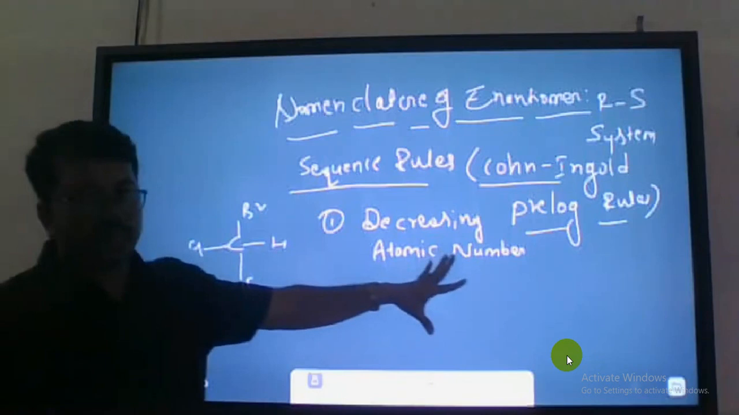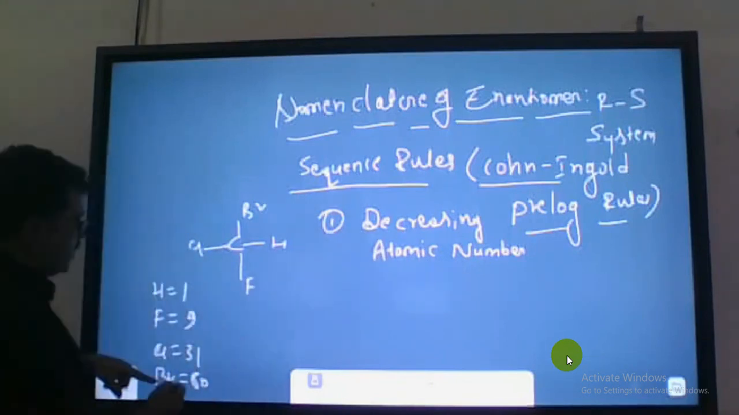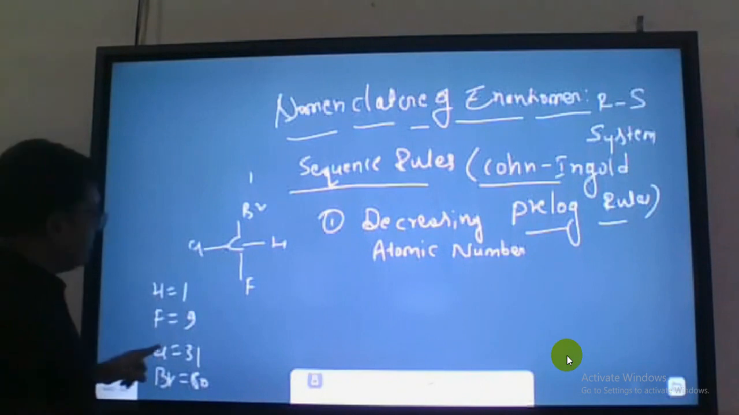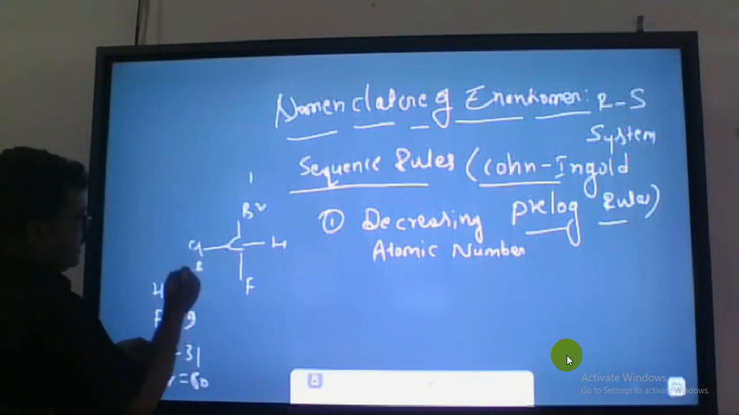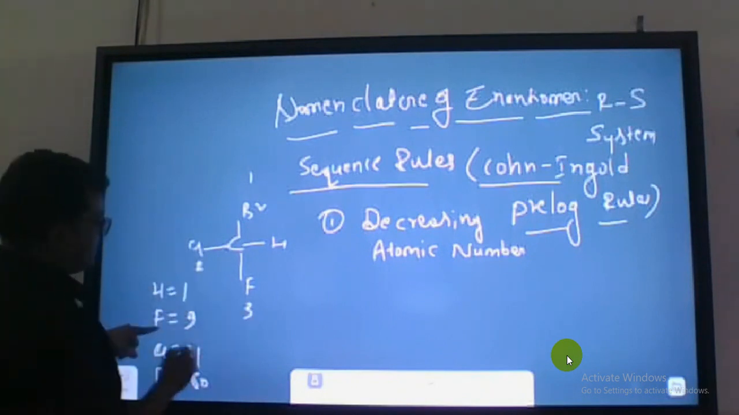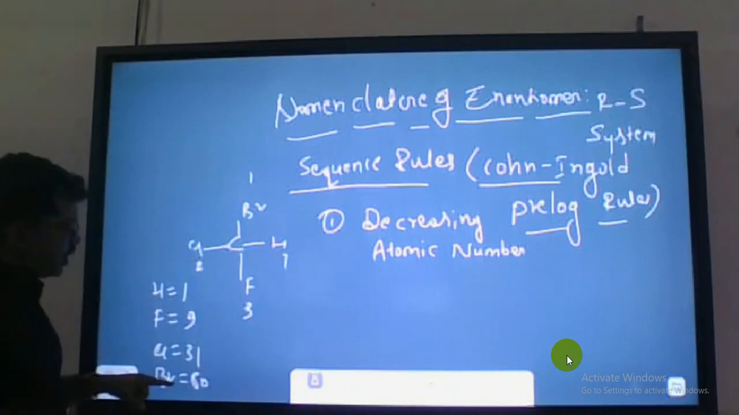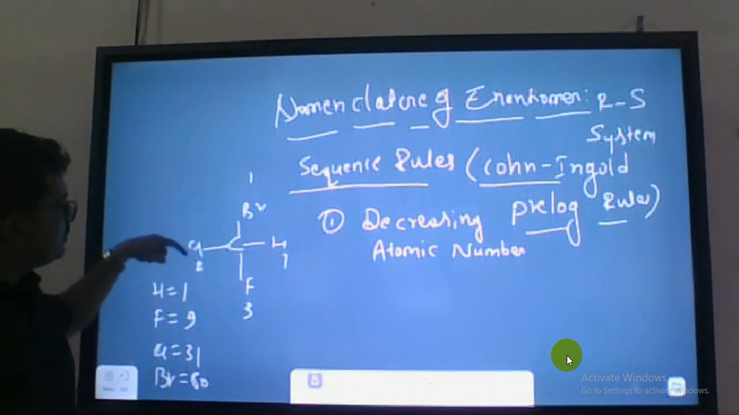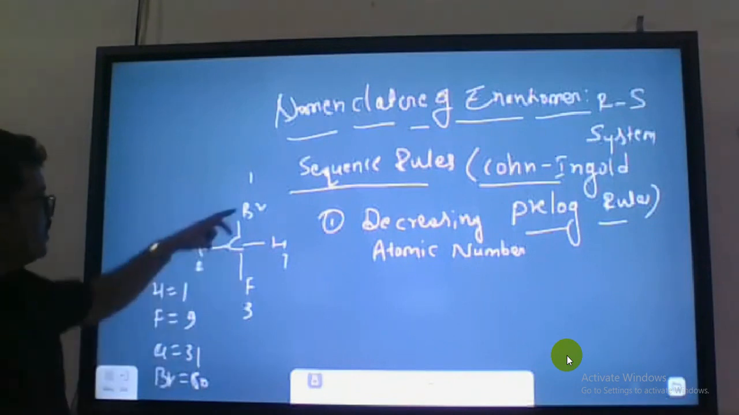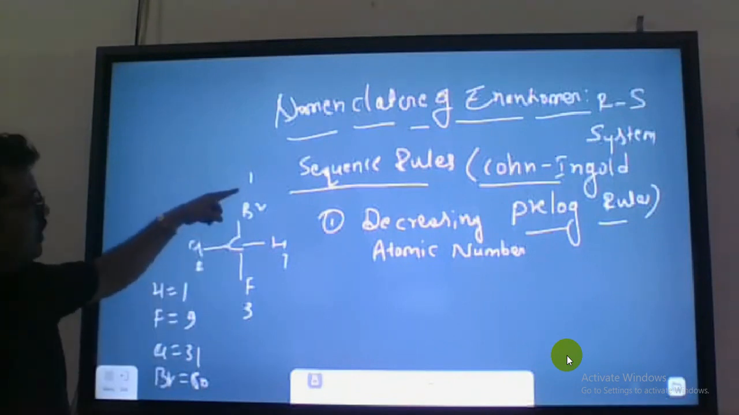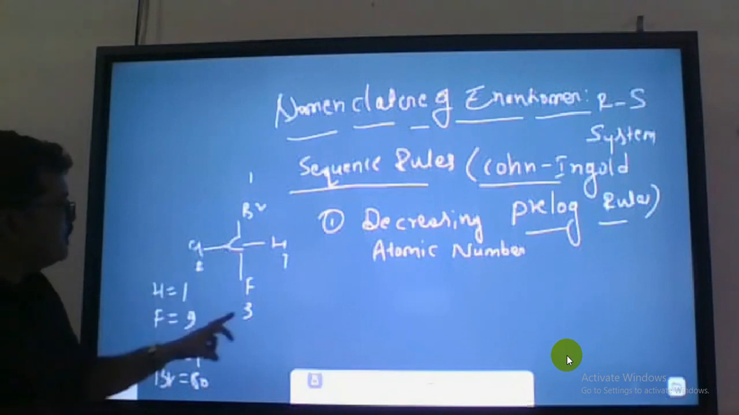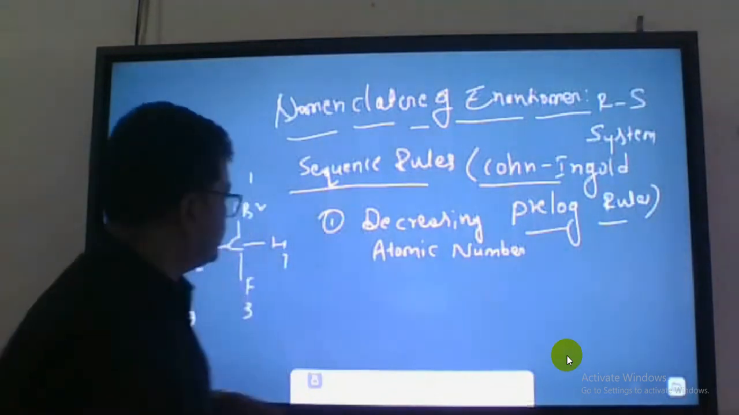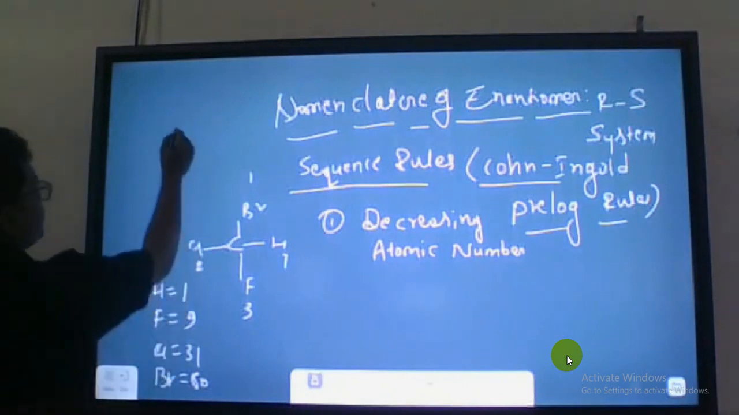See, decreasing atomic number. First priority is the highest atomic number, so that gets 1. Next highest is second. Next fluorine is third. Next hydrogen. Because the atomic number of bromine is highest, that's why it is 1. Next is fluorine, that's why 2. Next fluorine, that is 3. Hydrogen is 4.